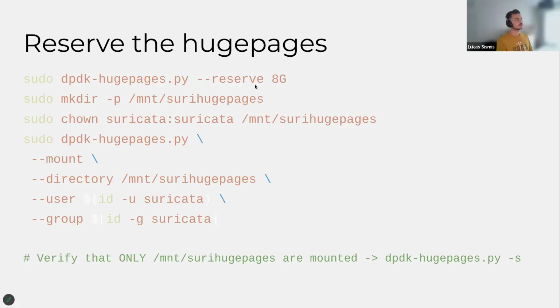So first we just reserve the 8 gigabytes of the memory. For this, I created a specific folder to say in this folder will reside the huge pages. Otherwise, I think usually it's /dev/hugepages. You make the folder owned by Suricata user and group, and then you mount the huge pages on this folder for the particular user and group.